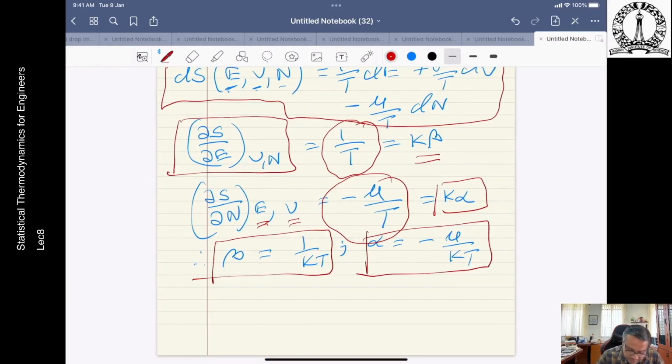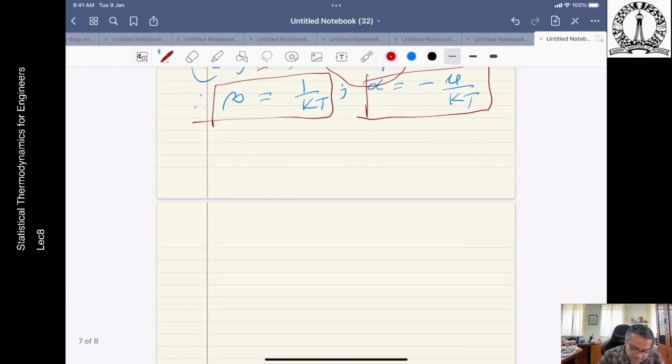Okay, so therefore, go to the next page. Therefore, S is written as (E minus mu N) by T. Now we can substitute.